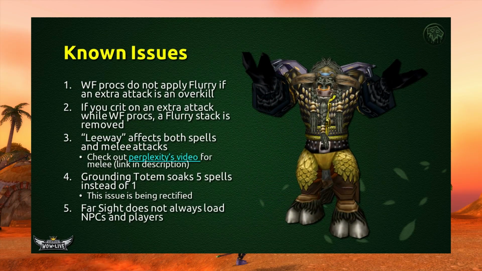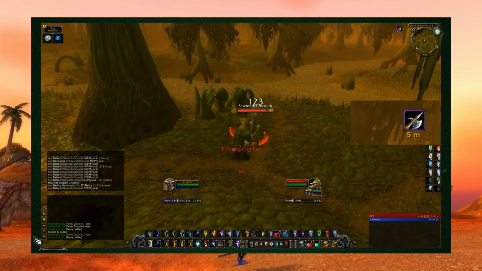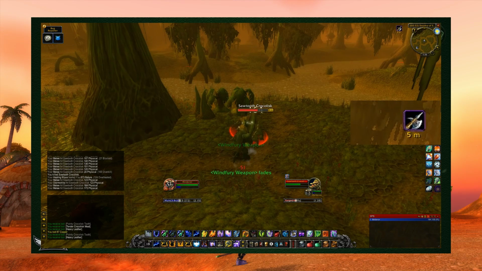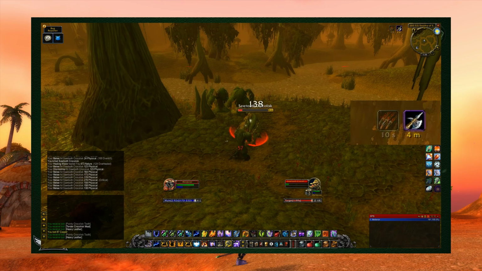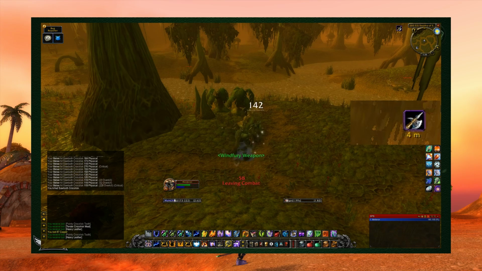Now let's go over some known issues, things that are still kind of not working properly in my opinion. One is that Wind Fury procs do not apply Flurry if an extra attack is an overkill. So what I mean by that is you attack a target, you proc Wind Fury, the first attack kills the target, a subsequent attack crits, you see it crit, but the mob is already dead. You do not get Flurry. I don't know if this is a bug or not. It seems weird to me because you got Wind Fury and you critted, so you should have gotten Flurry. But I don't see it occurring.